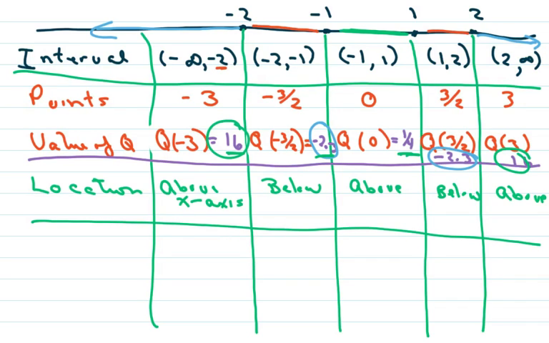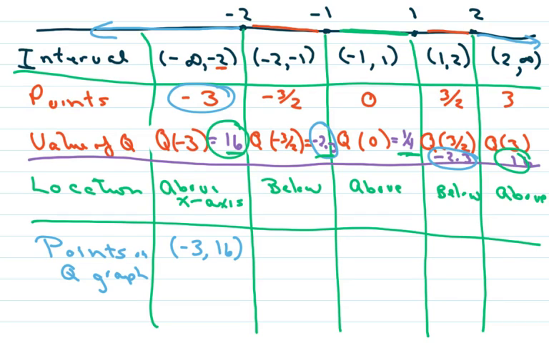And then I'm just going to write down my points. I'm going to write down the points that I picked to graph. So these are the points on the Q graph. And we have negative 3/2, and this one is, let's see, 3, 16.